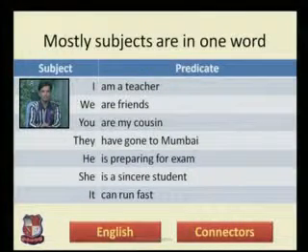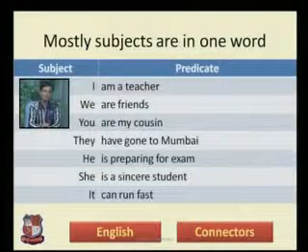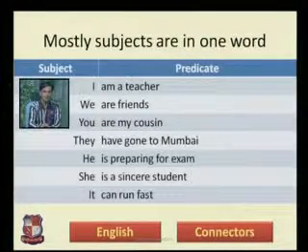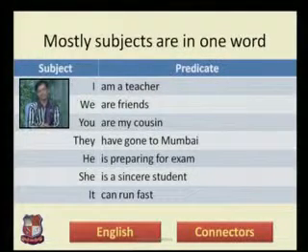She is a sincere student. She is a subject, is a sincere student is a predicate. And it can run fast, it is a subject and can run fast is a predicate.